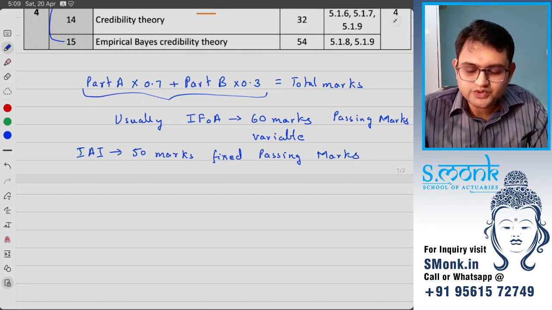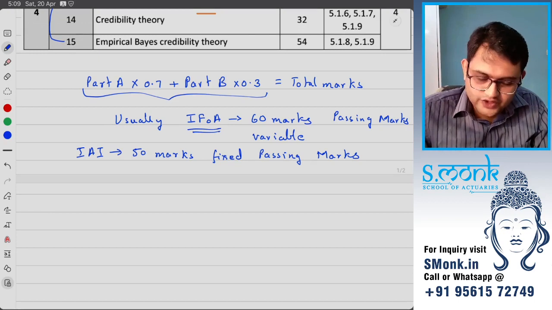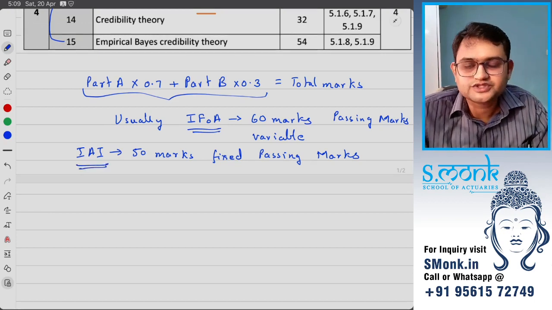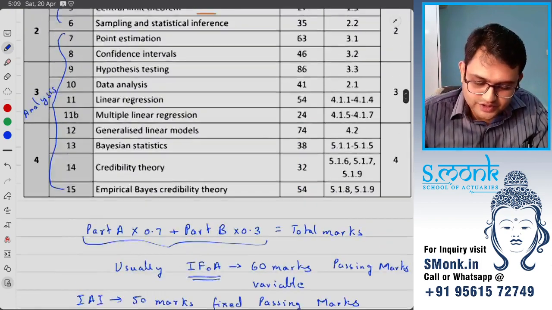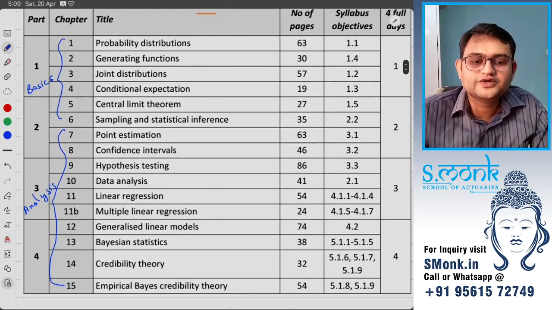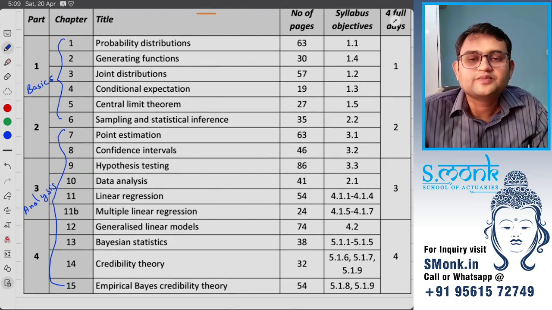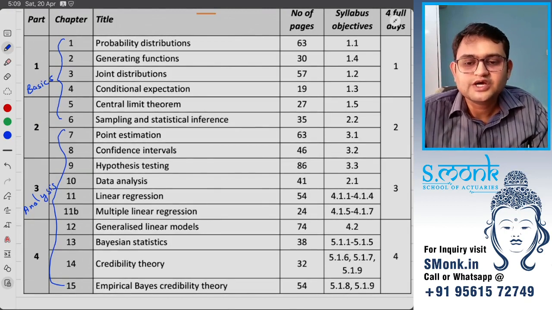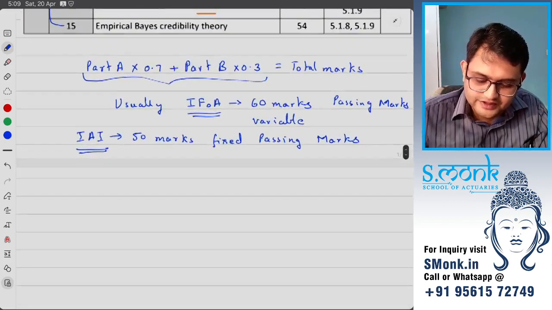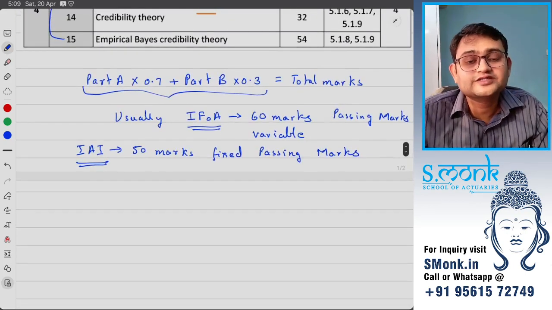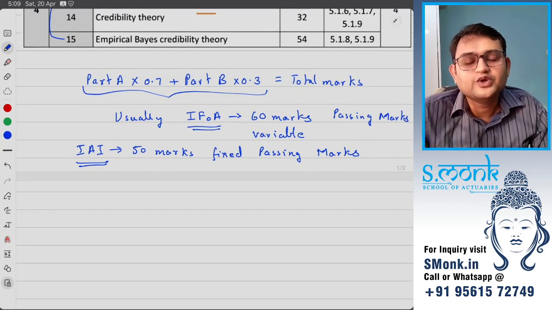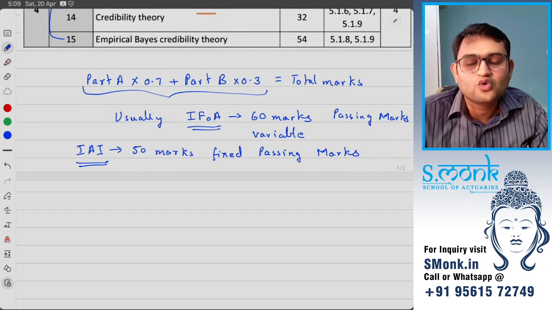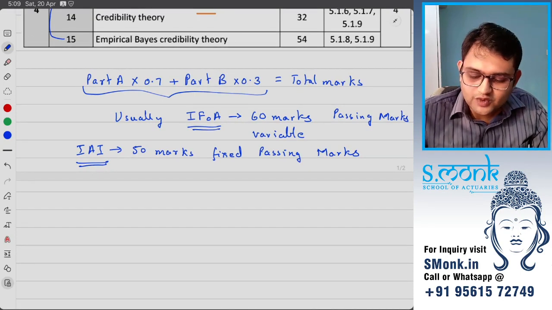So we have two institutes. We have IFOA, that is the UK institute, and IAI, that is the Indian institute. Both of them have exactly the same course. So the chapters that we are going to study are exactly the same. The paper pattern is very similar, so the questions that you see are almost the same. Both examinations are online, so for both IAI as well as IFOA, you have to give the examination from your home itself. There is just a small difference.